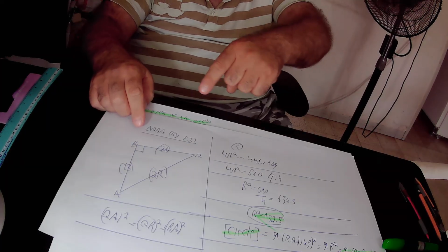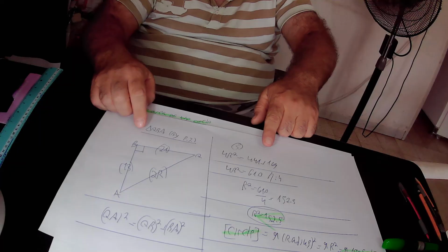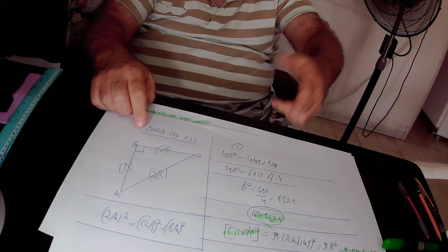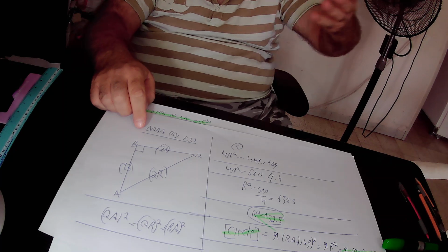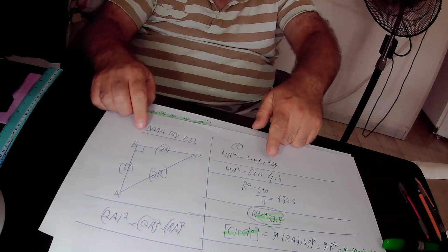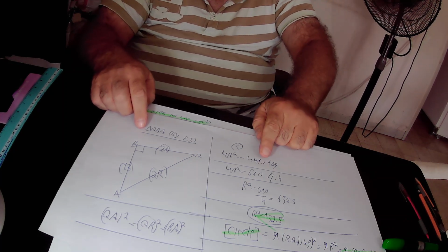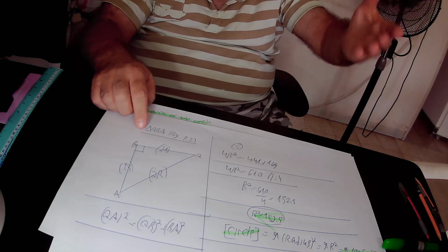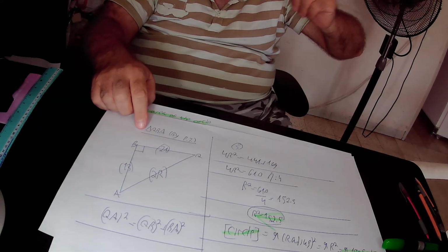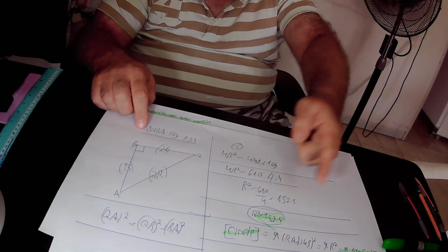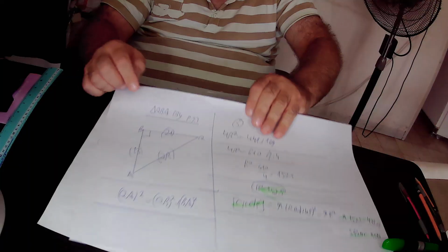So in total, we found out that 4r squared equals 441 plus 169. 441 plus 169 is 610. So 4r squared equals 610. Here we divided this equation by 4, and we found out that r squared equals 610 over 4. 610 over 4 is 152.5. So in total, r squared equals 152.5.